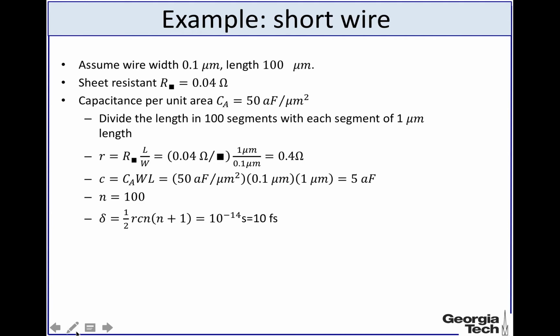Alright, so let's look at the example of a short wire, and in this wire the total length is 100 micron, and the width W is 0.1 micron. We are also given the thickness information in terms of sheet resistance, and the sheet resistance is 0.04 ohms, and also the capacitance per unit area is 50 attofarad per micron square.